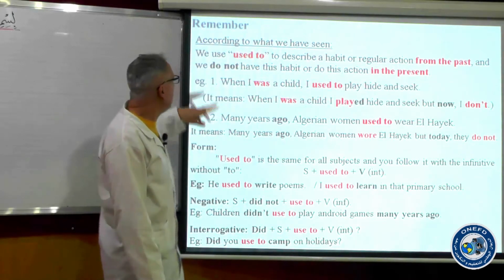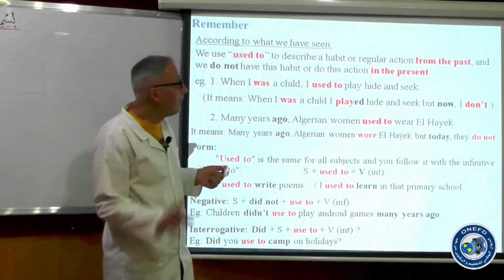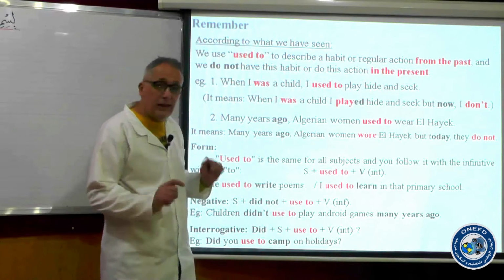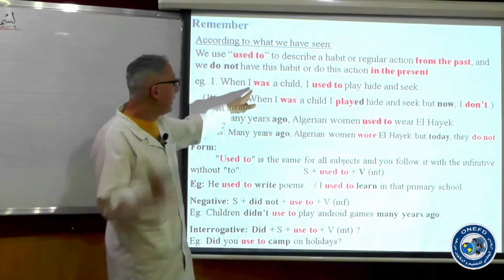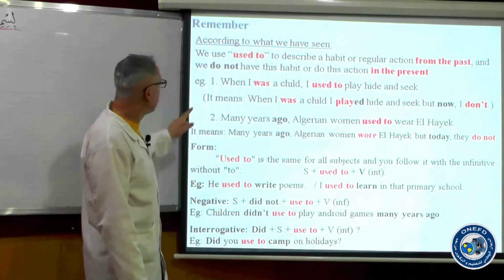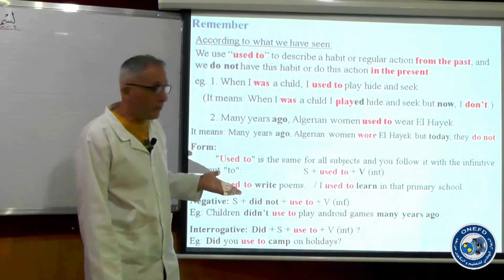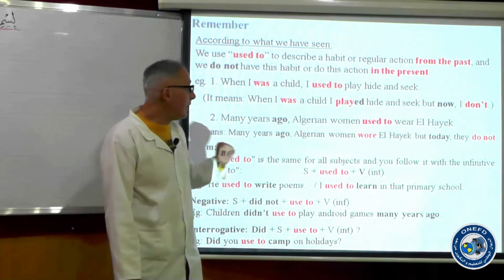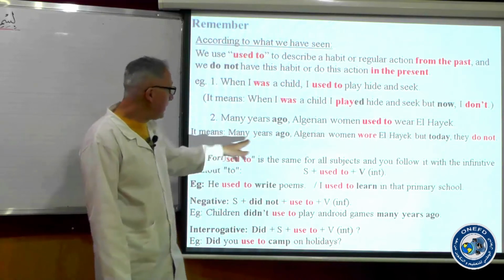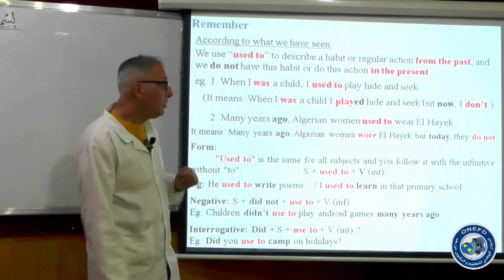According to what we have seen, we use used to describe a habit or regular action from the past. And we do not have this habit or do this action in the present. Example, when I was a child, I used to play hide and seek. It means when I was a child, I played hide and seek, but now I don't. Two, many years ago, Algerian women used to wear al-hayek. It means many years ago, Algerian women wore al-hayek, but today they do not.